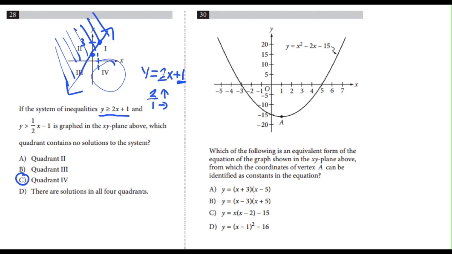If you didn't observe that right away, what you could have done is graph the second equation, see where they overlap, and it will end up being quadrant 1, quadrant 2, and quadrant 3, leaving quadrant 4 out.